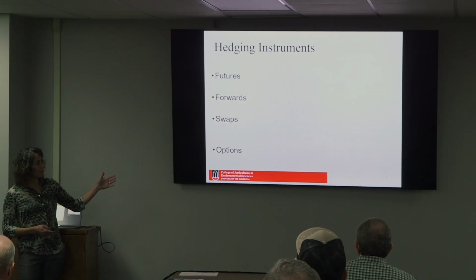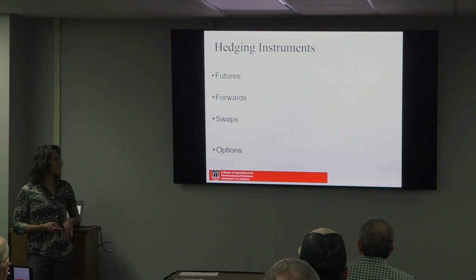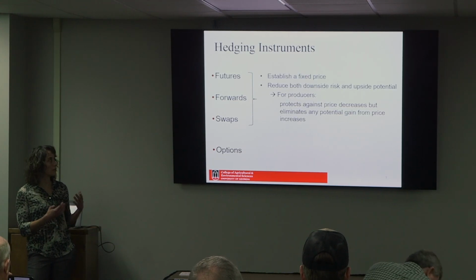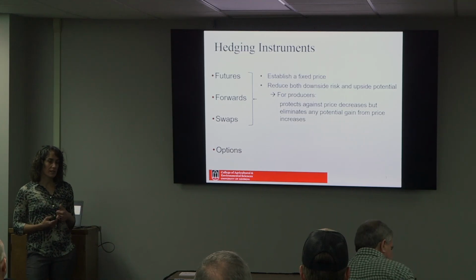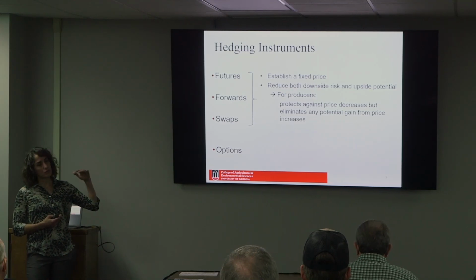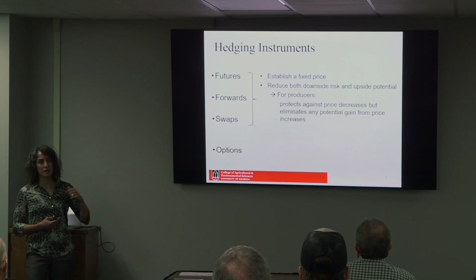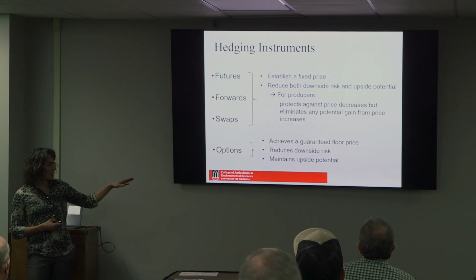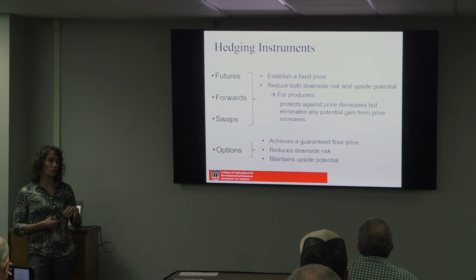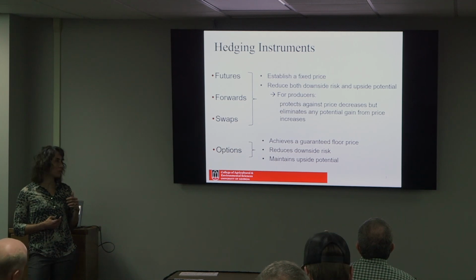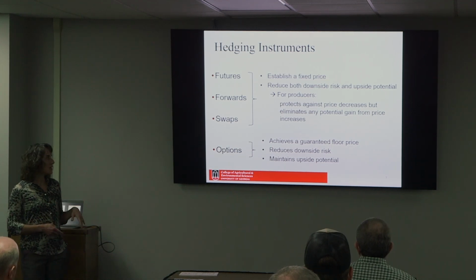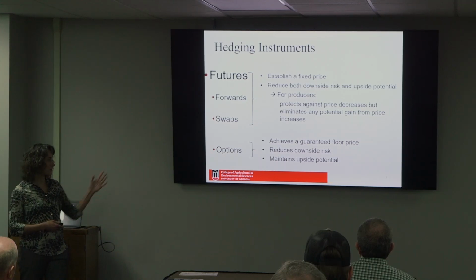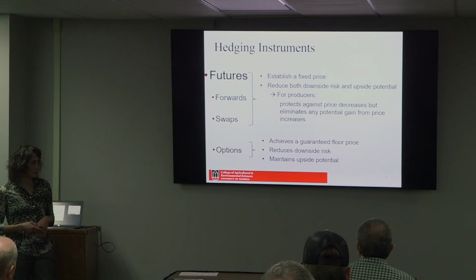So these are the available hedging instruments: futures, forwards, and swaps. These establish a fixed price. The good thing is you reduce your downside risk, but it eliminates benefiting from upside potential. Options are unlike that. They achieve a guaranteed floor price. They reduce your downside risk, but also maintain the upside potential. I will be talking about futures today, and after me, Dr. Robinson is going to give his take on options.